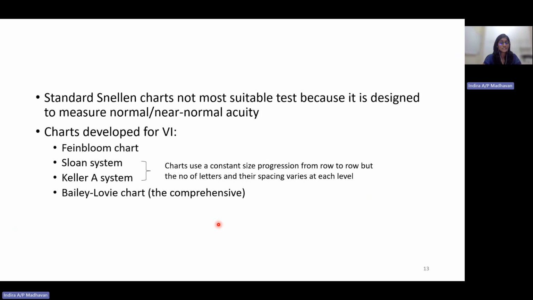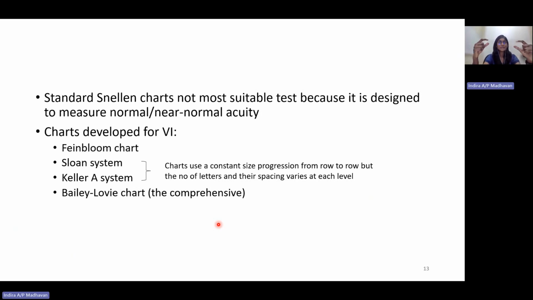Okay, so there are 4 charts that are developed specially for visually impaired persons. Okay, one is Feinbloom chart, Sloan chart, Keeler A system chart, and also Bailey-Lovie chart. Okay, the Sloan and Keeler A system charts use a constant size progression from row to row, but the number of letters and their spacing varies at each level, like the Snellen chart. Okay, the size is constantly reducing from one line to another line.